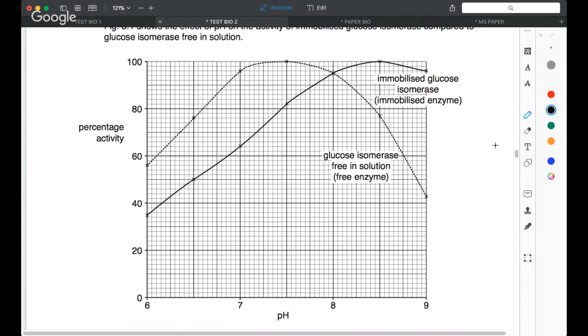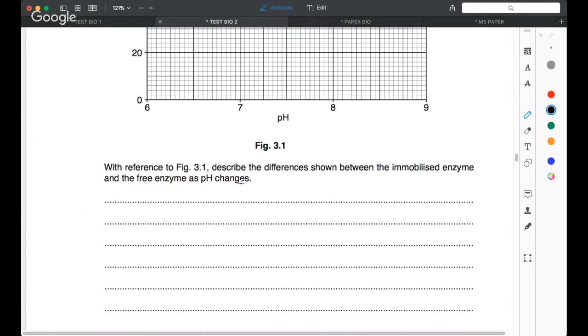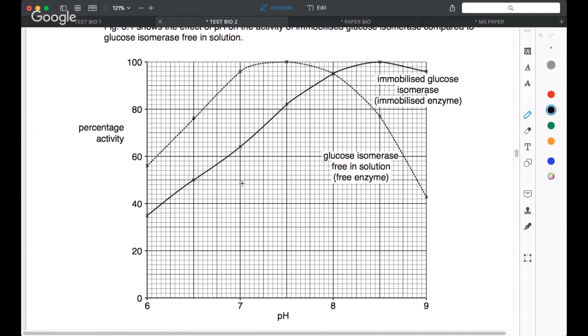So I could say that the immobilized glucose isomerase, the immobilized enzyme, has a higher optimum pH than the free enzyme. Yeah. I could say that they both increase up to that point and then start to decrease. Does the enzyme denature when its pH is not optimum? I don't know. I could say that there's a higher, so I could compare percentage activities. So up till when the free enzyme has a higher percentage activity than the other one.